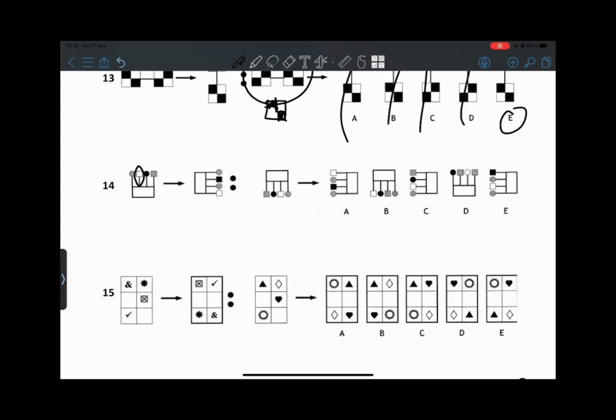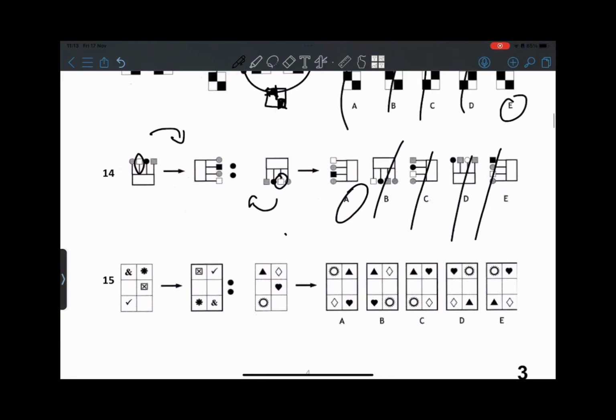So from this to this, what happens is the second one turns black. So let's turn this second one from the left, obviously, black. So the square should be black, and that crosses out all of the options. We're left with A. And obviously this is rotating as well. So this rotated as well, like that.